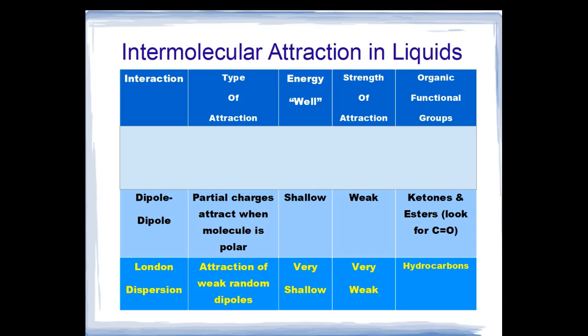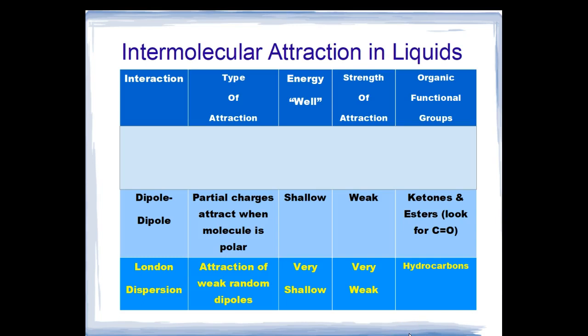When a molecule is polar, water being a great example of that, hydrogen chloride another one, there's a partial charge on each end of the molecule which attracts the opposite charge on the next molecule. These energy wells are also quite shallow. The strength of attraction is weak. It's stronger than London dispersion. Ketones and esters have this type of dipole-dipole attraction.